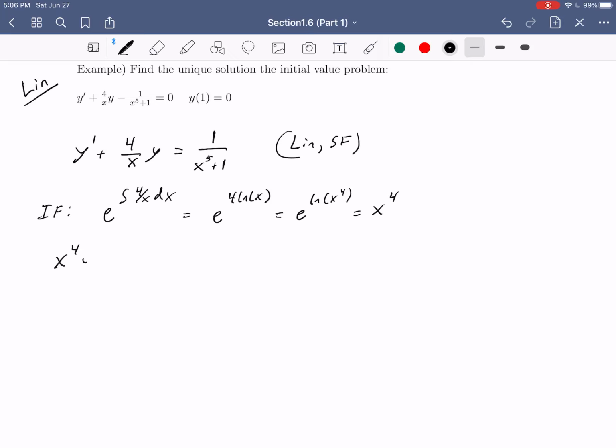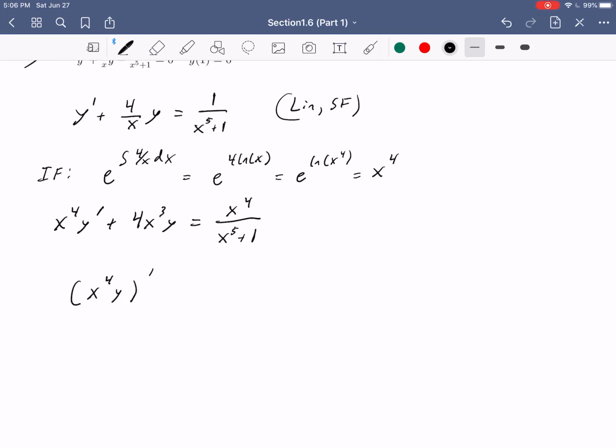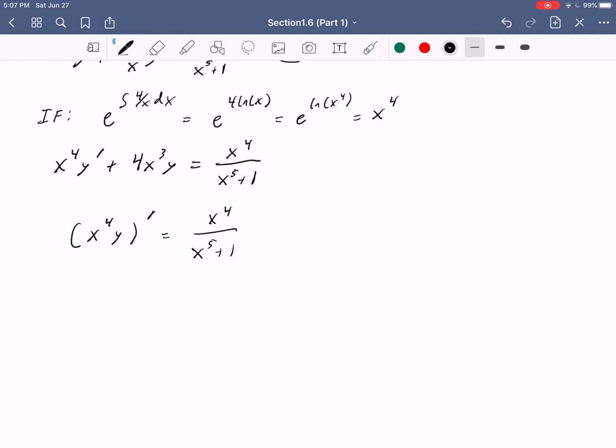So we get x to the fourth y prime plus 4x cubed y equals x to the fourth over x to the fifth plus 1. Now, again, if we've done everything correctly, the left-hand side must be the derivative of a product. We can check. It should be x to the fourth, y prime, always integrating factor in y. Again, though, it doesn't hurt to just check to make sure we didn't make any sort of arithmetic error. Derivative of x to the fourth is going to be 4x cubed with the y, and then plus, leave the x to the fourth alone, and we get the y prime. Yep, that's right there. Now, this is a derivative with respect to x. This is a function of x, so we can integrate both sides with respect to x.